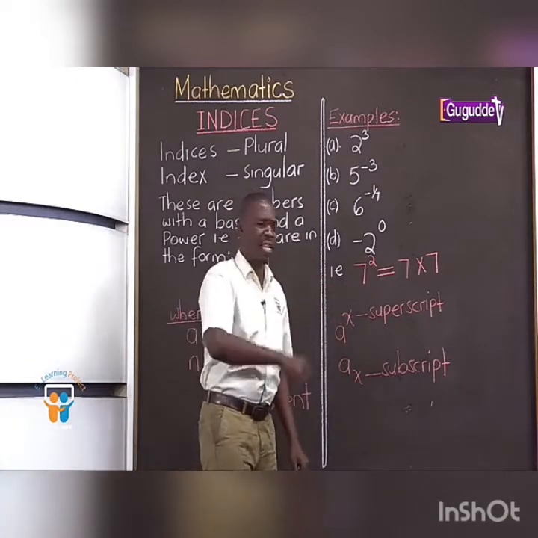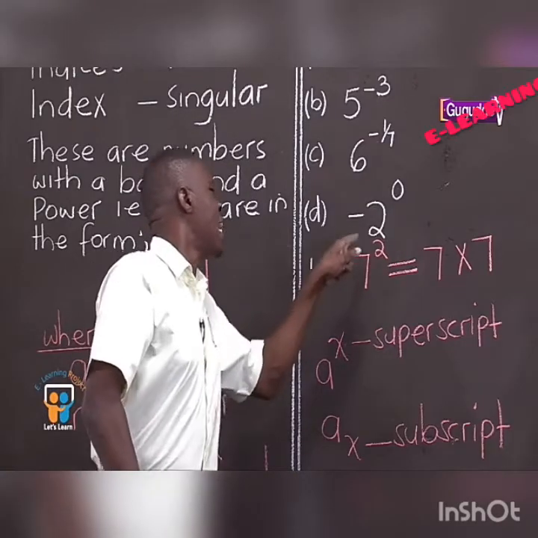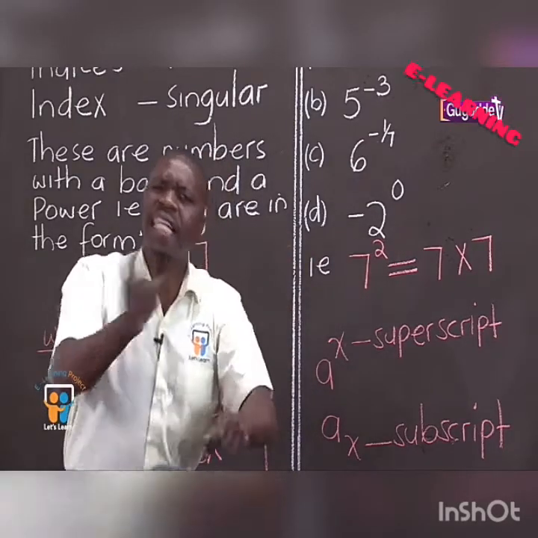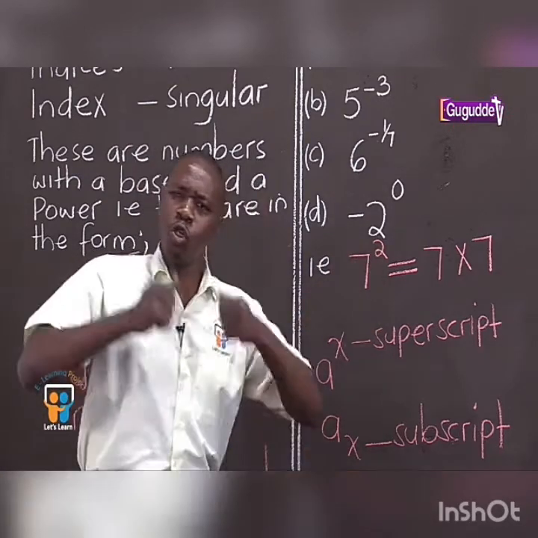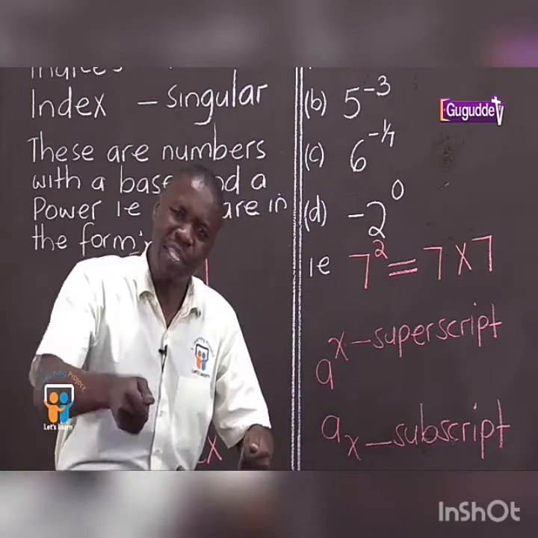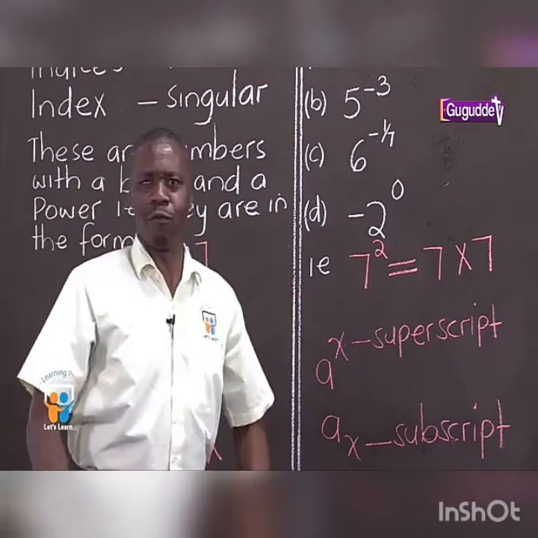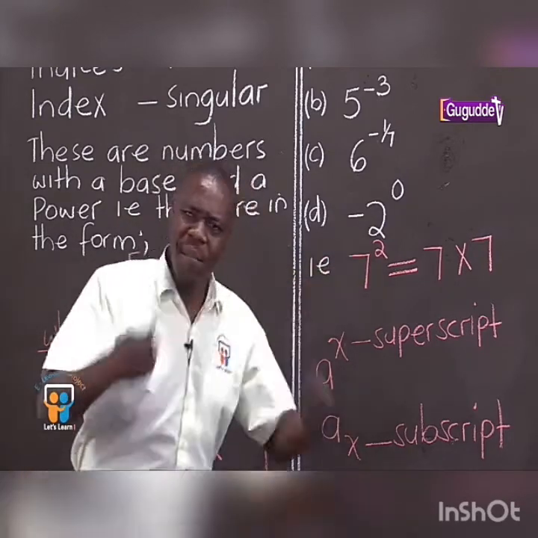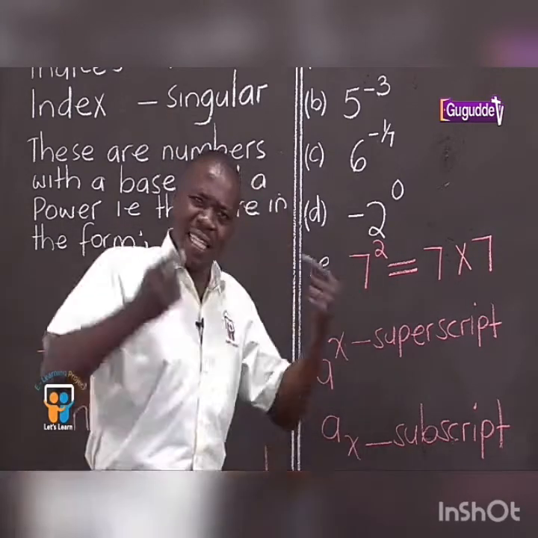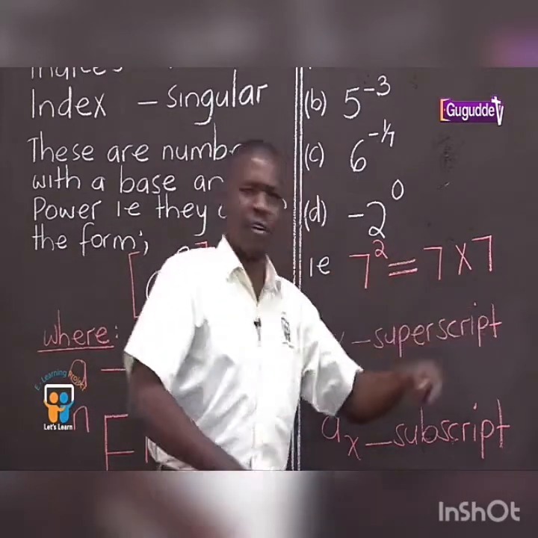I know some people are saying that when you have 7 to the power 2, it means 7 times 2. No, it does not mean 7 times 2. This power 2 just shows you how many times a number is supposed to be multiplied by itself. So, in this case, we are having 7 squared, meaning multiply that number by itself twice. That's why we have a 7 times a 7.